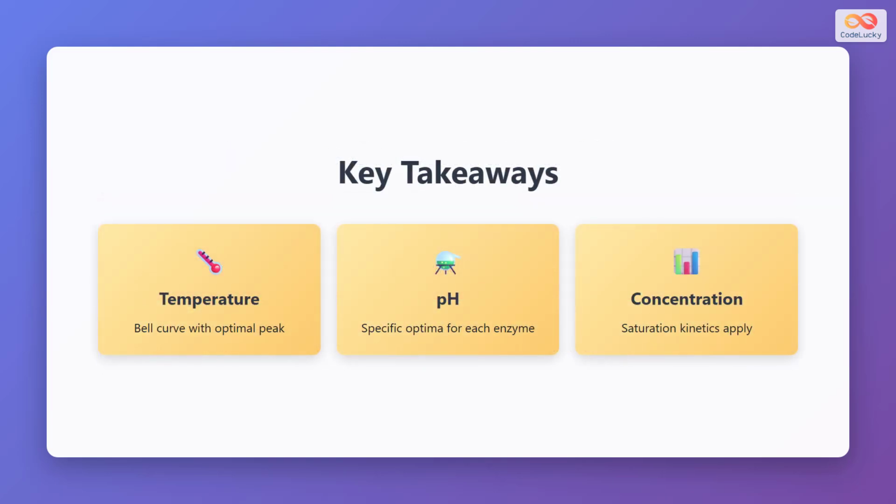Let's summarize the three major factors affecting enzyme activity. Temperature follows a bell curve pattern, with activity increasing to an optimal peak before declining due to denaturation. pH also has enzyme-specific optima, with each enzyme adapted to function best in its particular cellular environment. Concentration effects follow saturation kinetics, where substrate concentration shows a hyperbolic relationship with reaction rate, while enzyme concentration shows a linear relationship when substrate is in excess. Understanding these factors is essential for comprehending how cells regulate metabolism and respond to environmental changes.